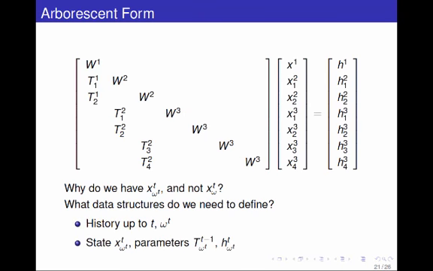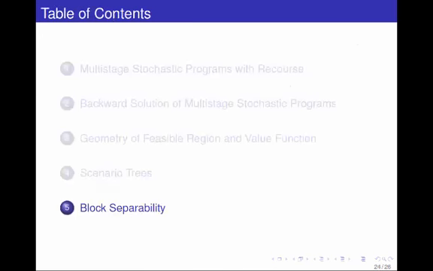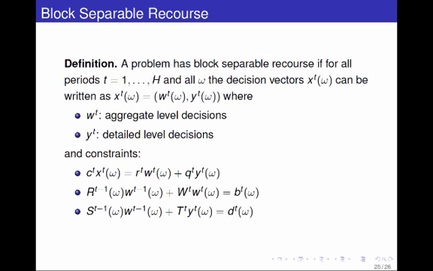Let me quickly go to block separability, which is short. So we just have these two slides and we're done. Block separability is a property of certain stochastic programs where you can dramatically decrease the size of the state vector. Do we really care about how many dimensions the state vector has? Does the dimensionality of the state vector, how many components it has, really matter computationally? Do you think? Did it matter for the shape method?